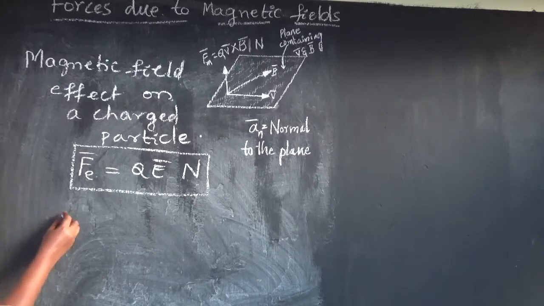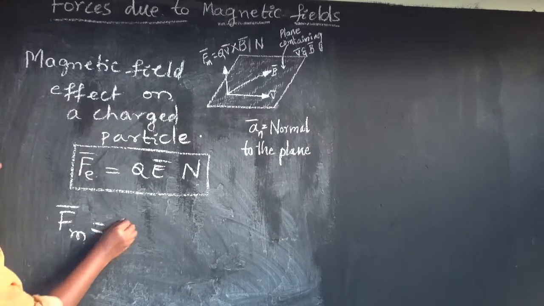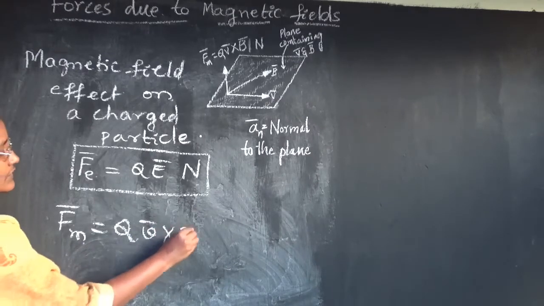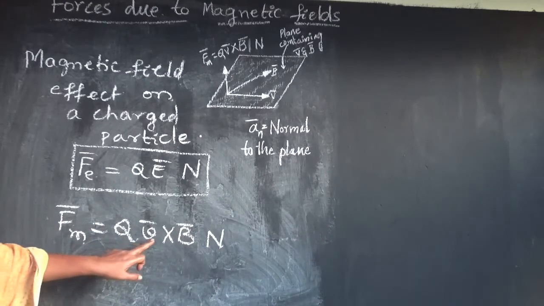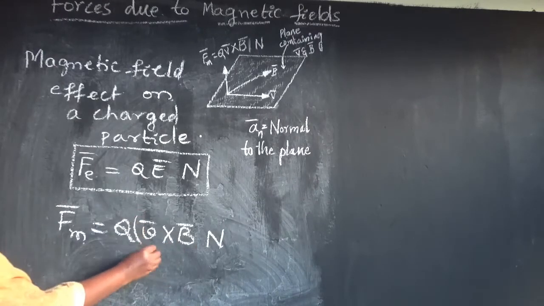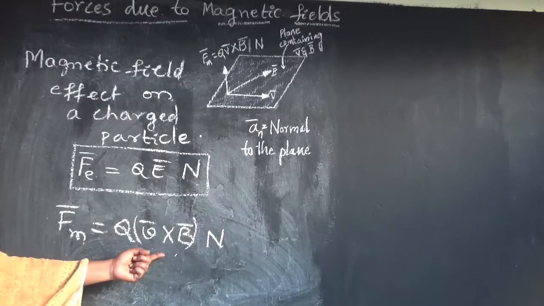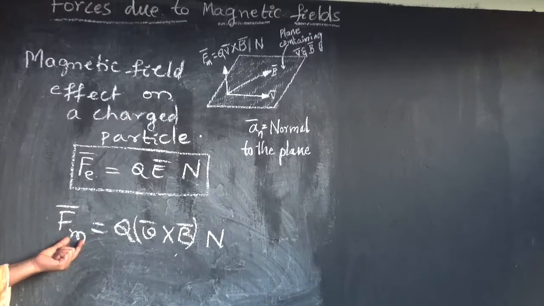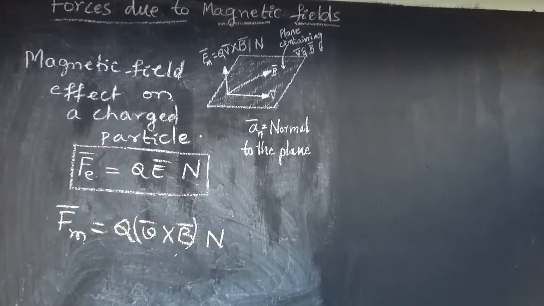So what is the force due to magnetic field? That will be Q into V bar cross B bar newtons. So this is the force exerted on a moving electron by the magnetic field. And here V bar and B bar both are on the same plane.